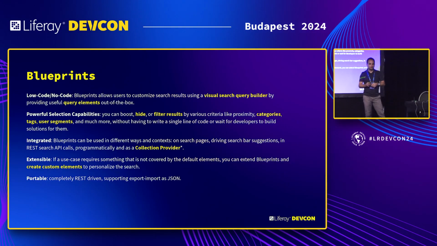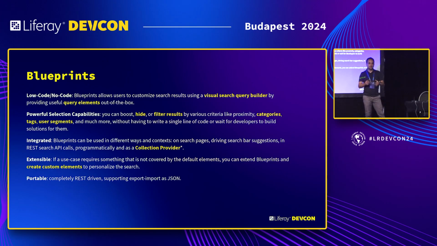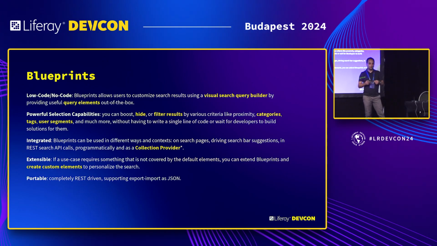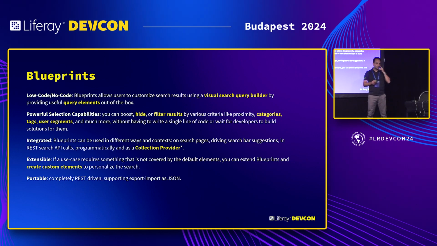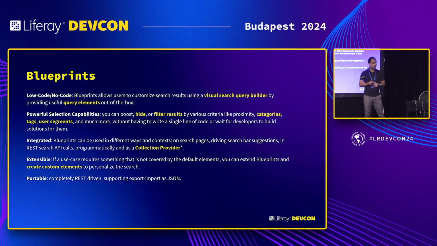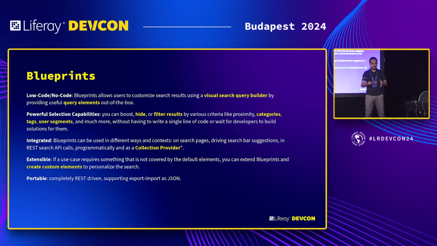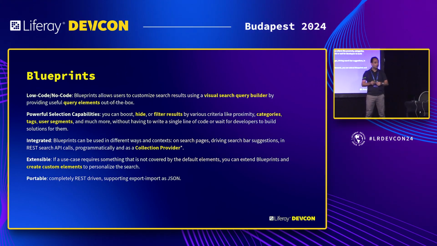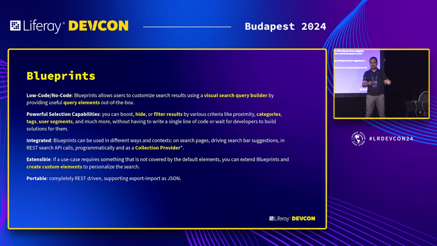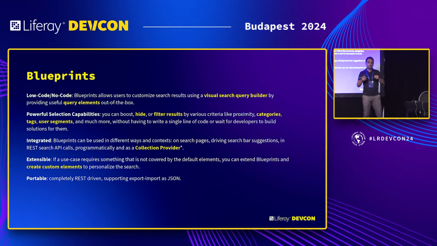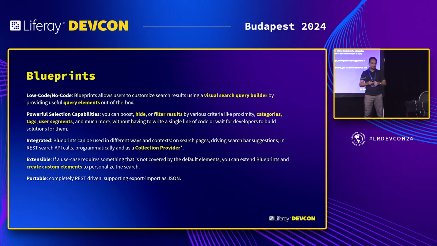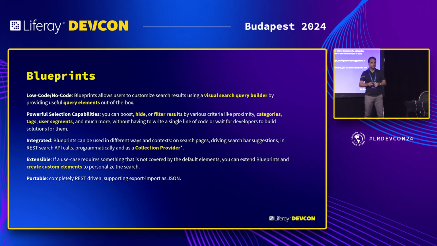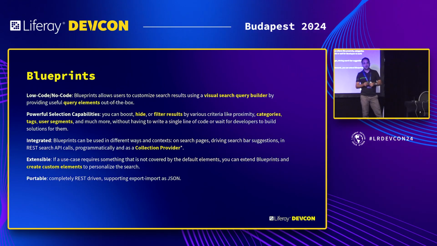Blueprints was created from a different side. It was meant to be giving you a way to customize the search queries without writing Java code. It gives you a visual query builder and a handful of out-of-the-box query elements that you can use. For example, to hide, to filter content results, to filter by categorization, to boost results, and many other things. And if those out-of-the-box elements are not covering your use case, you have the option to create new ones.